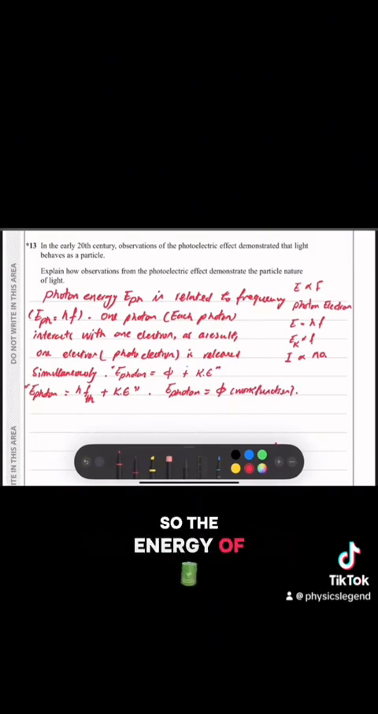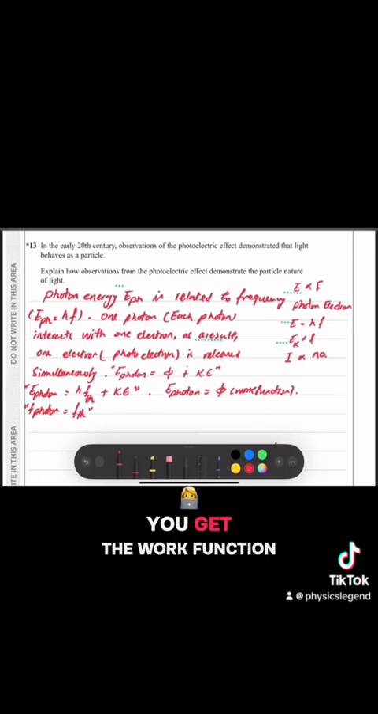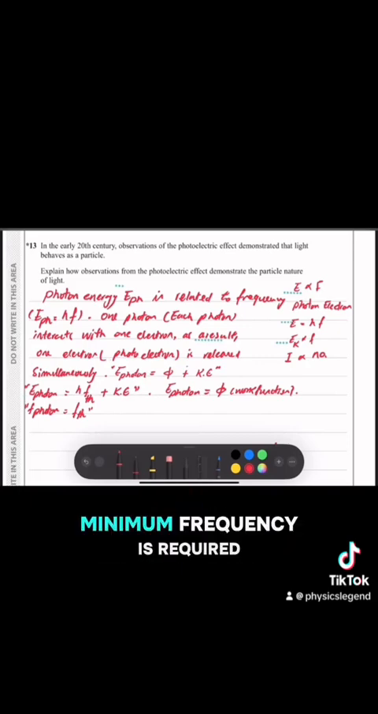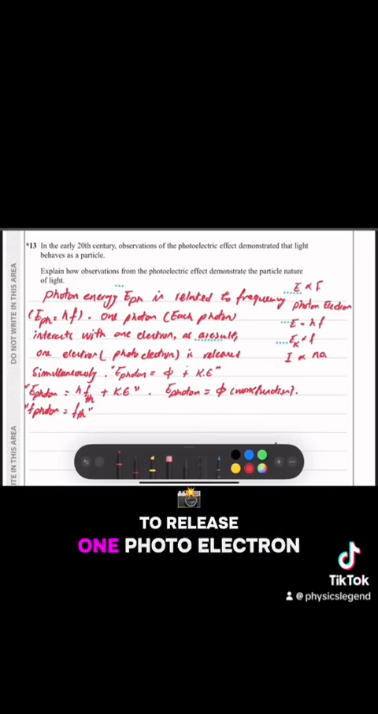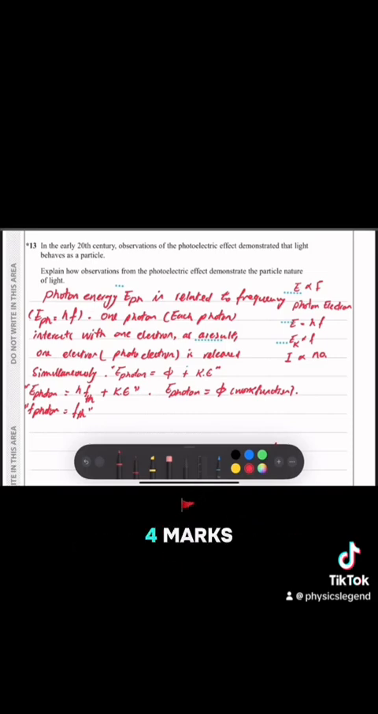So the energy of the photon is equal to the minimum required energy to release one photoelectron, which is equal to the work function, or the frequency of the photon must be the same as the threshold frequency. This is the frequency which, if you multiply times h, you get the work function, which is also the minimum frequency required to release one photoelectron. So now I get 4 marks.